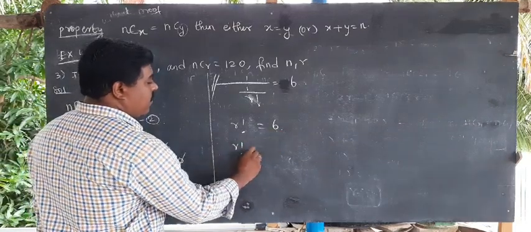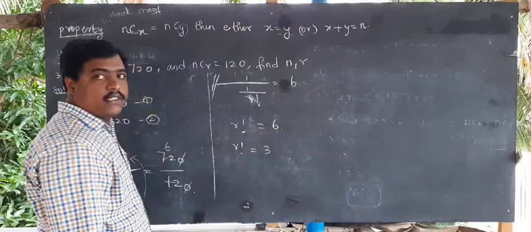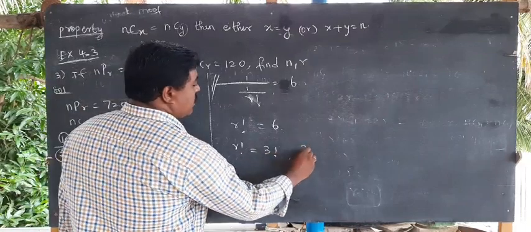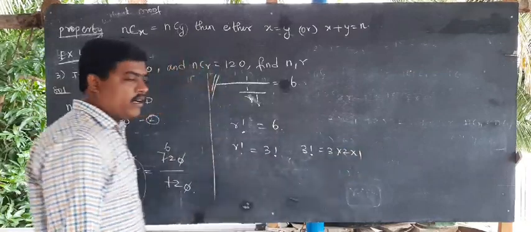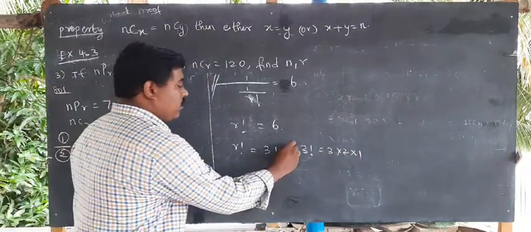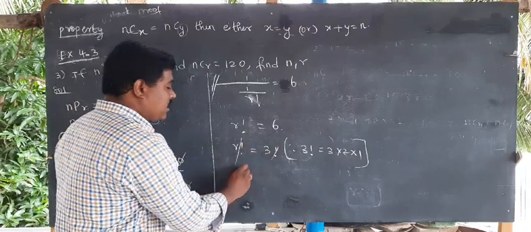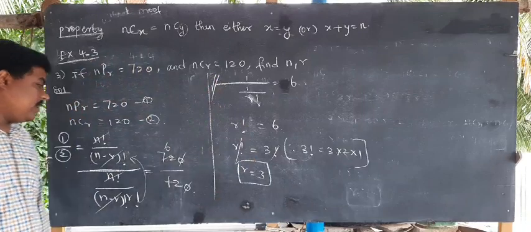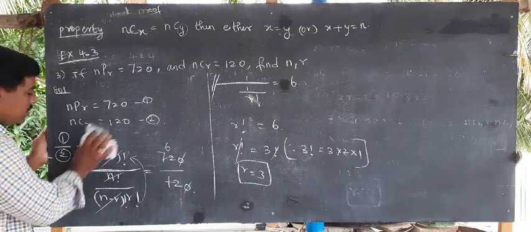r factorial equals 3 into, I write this 6 as 3 factorial, because 3 factorial means 3 into 2 into 1. Right? So factorial by factorial cancelled, r equals 3. We found the 3. Right? Somebody who is confused, wait.